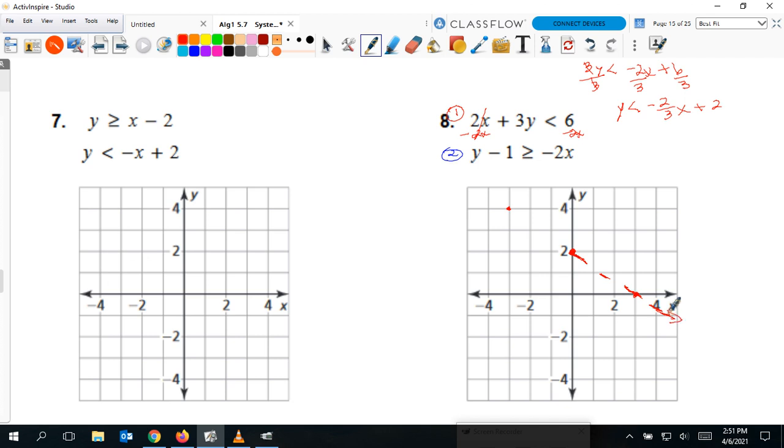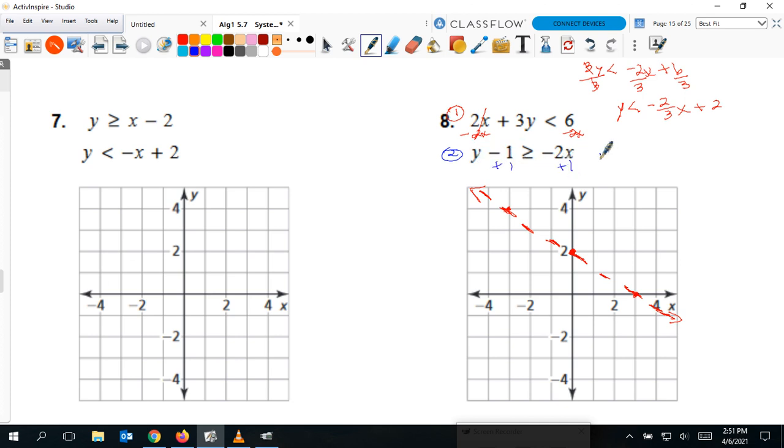Put the arrow on that side and coming up this way. Okay, so there's our boundary line for the first inequality. Now we'll draw the boundary line for the second inequality. In this one, all I need to do is add 1 to both sides.